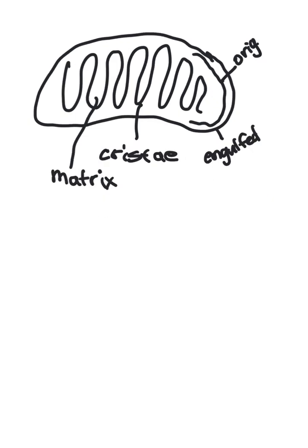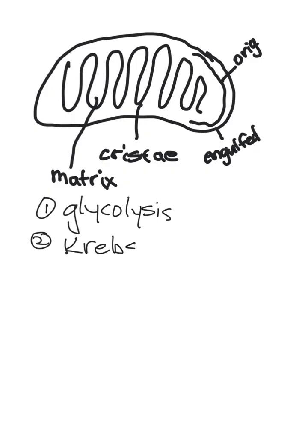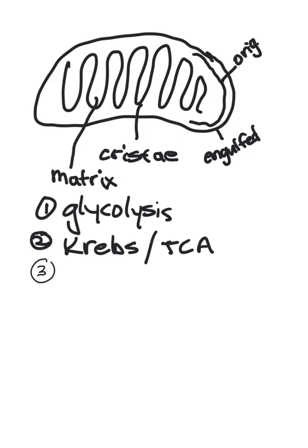So there are three basic steps in cellular respiration. The first step is glycolysis, and that's the one we're going to be talking about today. The second one is called the Krebs cycle. You'll also hear it referred to as TCA, the citric acid cycle. That's going to be in the next video, and then the last video you're going to watch is about the electron transport chain, and you're going to learn about oxidative phosphorylation in that one. So let's talk about glycolysis.